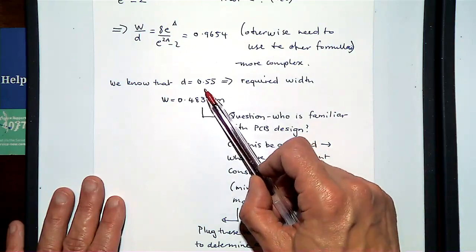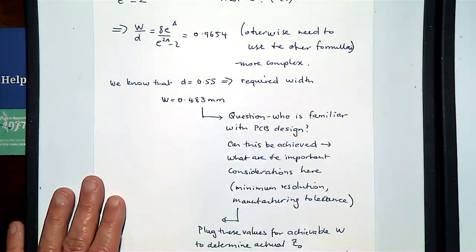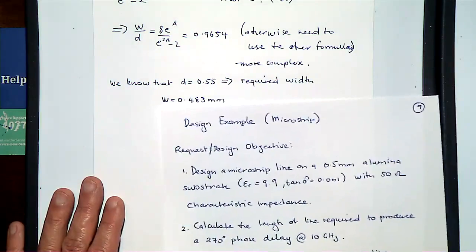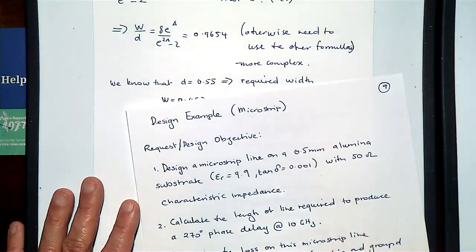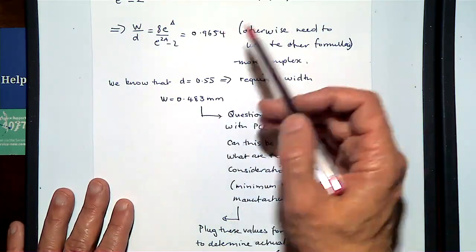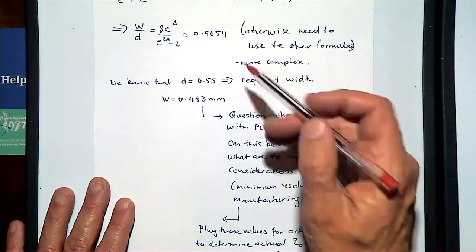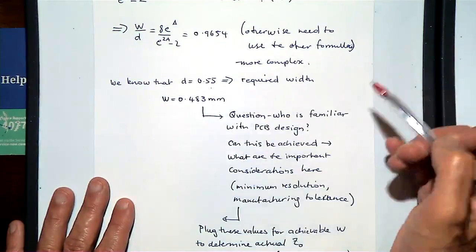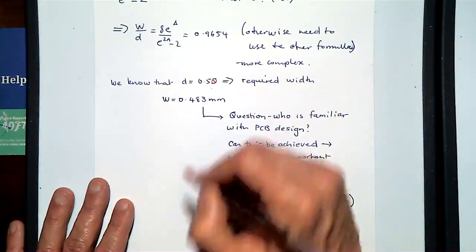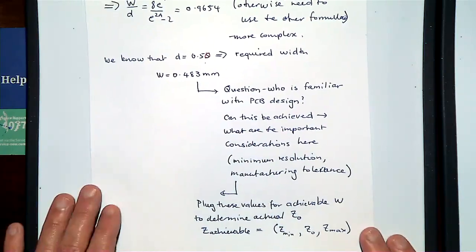We also know the thickness of the dielectric slab that was given in the question, where we had 0.5, which means that the required width is 0.9654 multiplied by 0.5. I don't know why I've put 0.55 here anyway, but sorry, I've made a mistake. And then you can calculate the actual width.